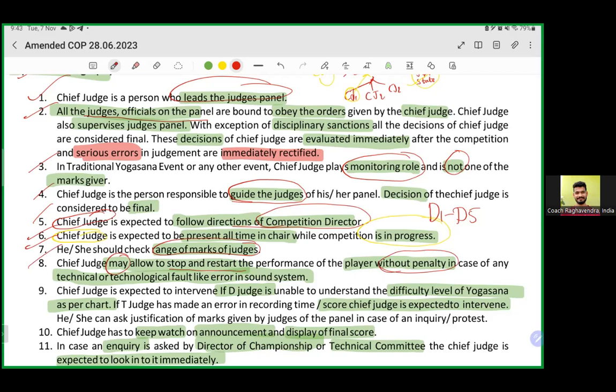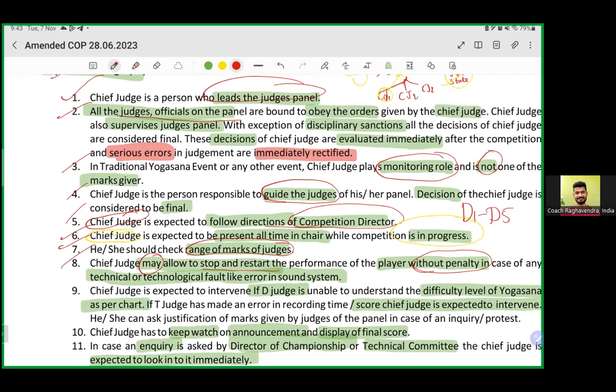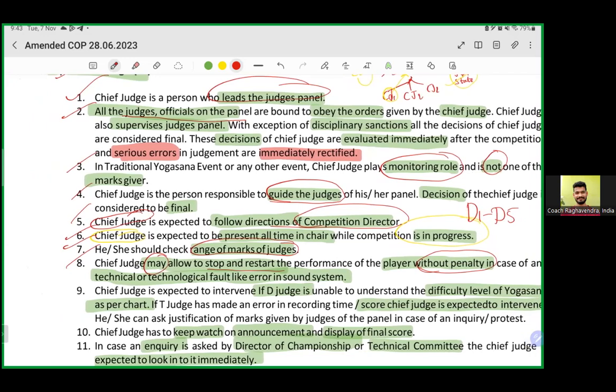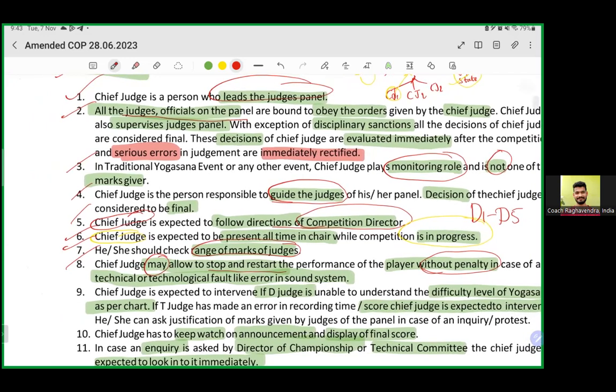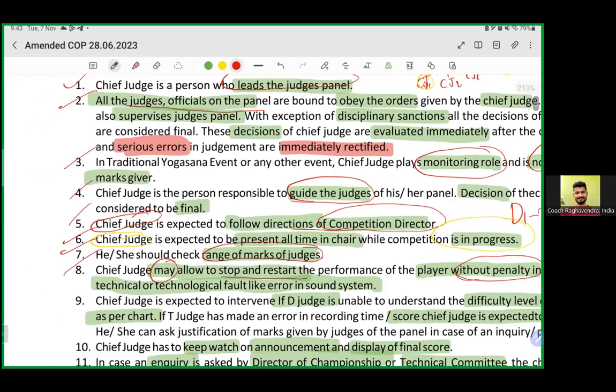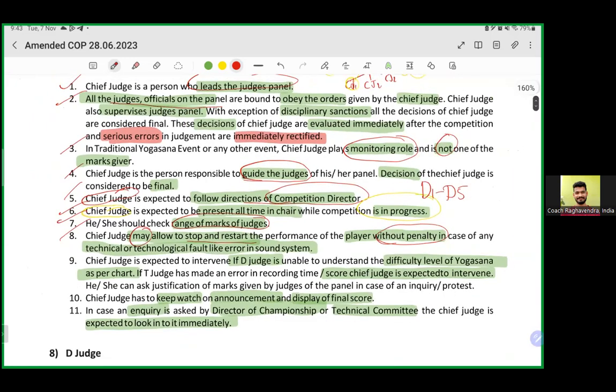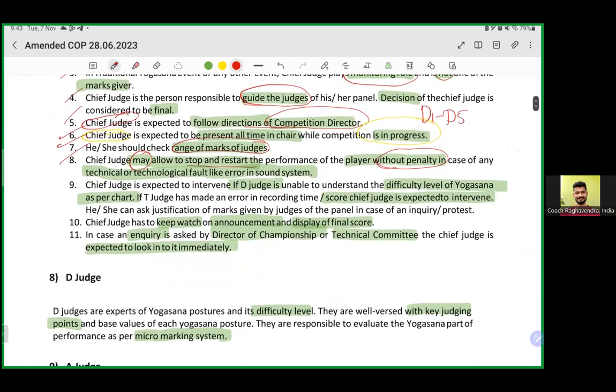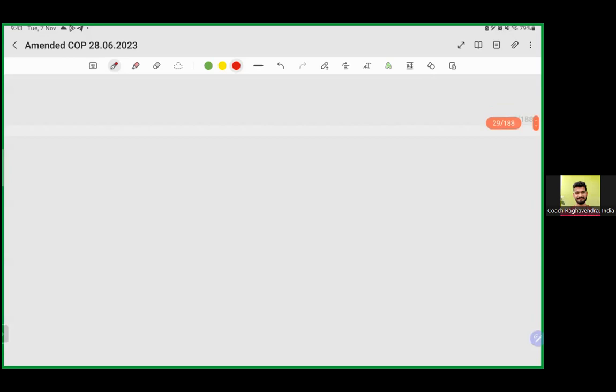The chief judge is also expected to intervene if the difficulty judge is unable to understand the difficulty level of asana as per the chart. Let's say, for example, in leg balancing asanas, there is an asana called Vatayana. Okay, that Vatayana, which is an optional asana, is actually in the air. Let me briefly try to find this chart.